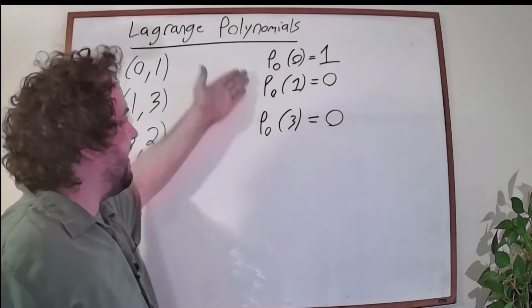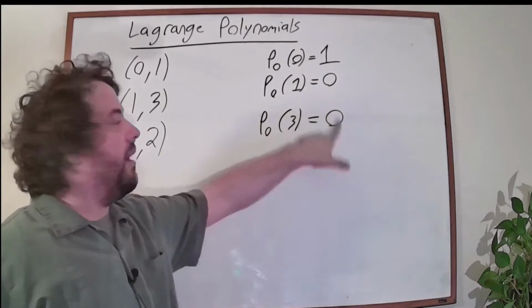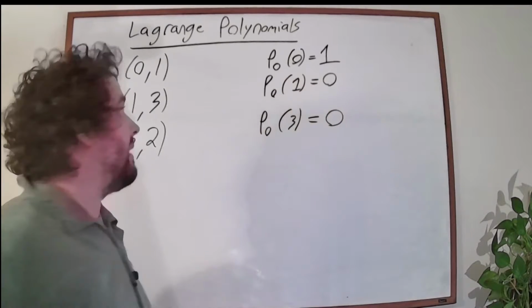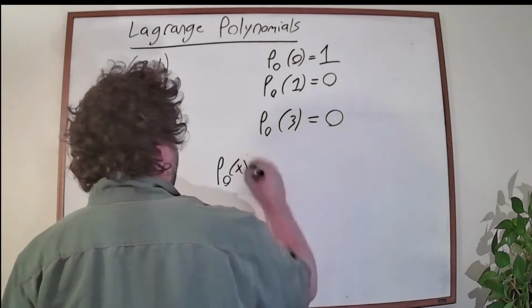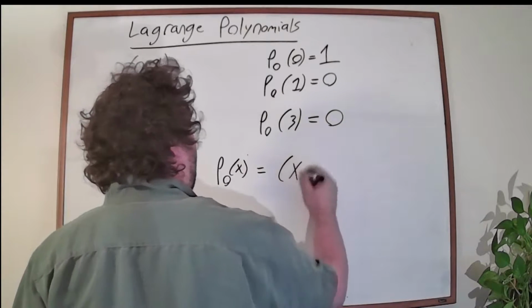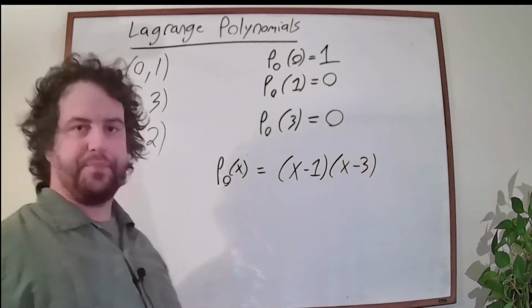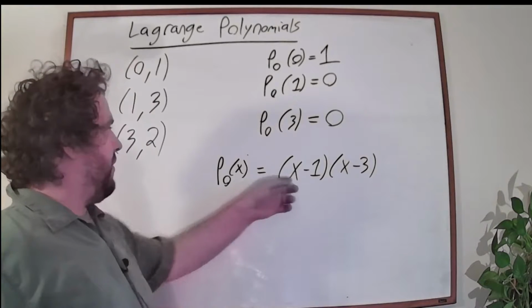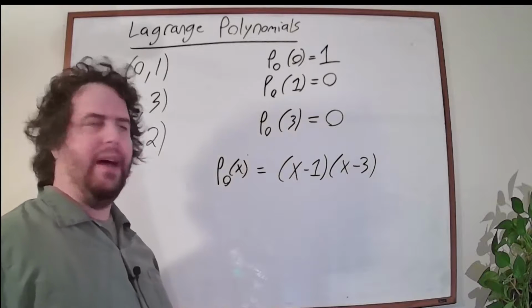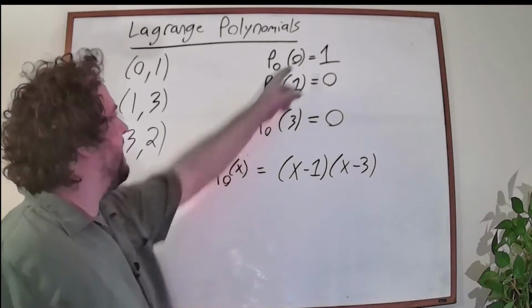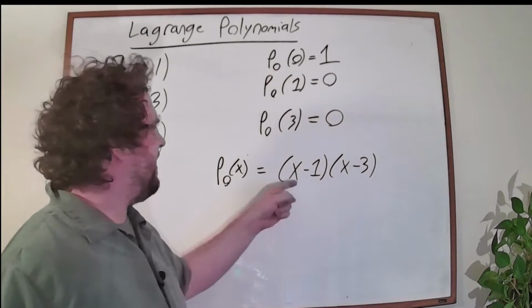Now, how can we find a polynomial that satisfies these 3 equations? Well, notice here we know that the polynomial is equal to 0 at these 2 points. So that means that our polynomial is going to be of the form (x minus 1) times (x minus 3). So this polynomial here is 0 at 1 and 0 at 3, but doesn't quite work out that p0 of 0 is equal to 1. p0 of 0 is equal to 3.